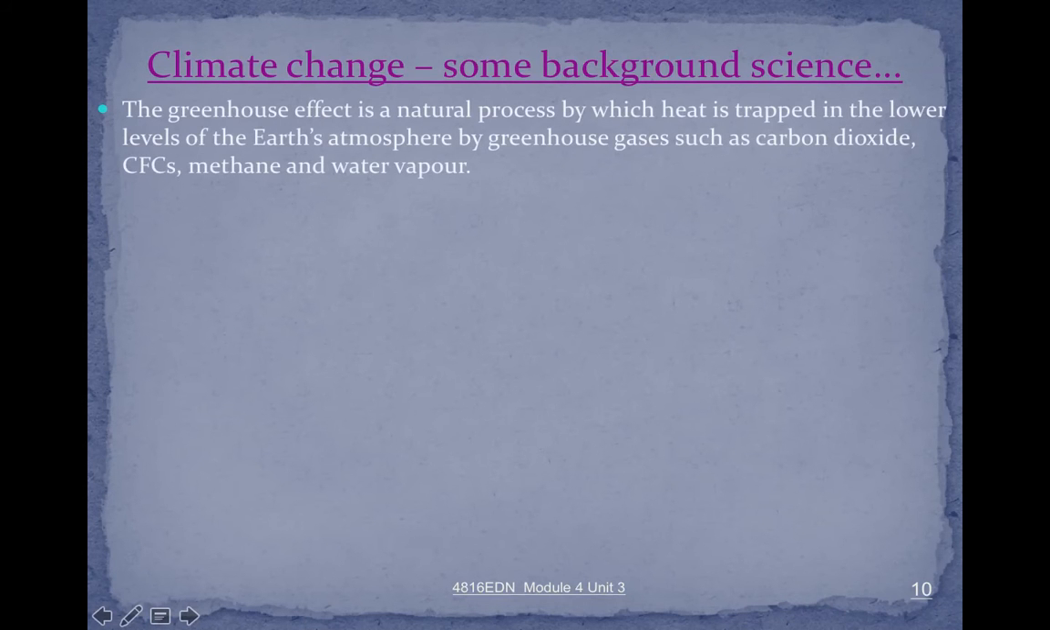Let's summarize that. So the greenhouse effect is a natural process. It's a good process. Okay, we need it, by which heat is trapped in the lower levels of the Earth's atmosphere by greenhouse gases such as carbon dioxide, CFCs, methane, and water vapor.